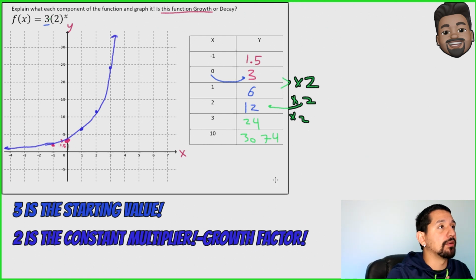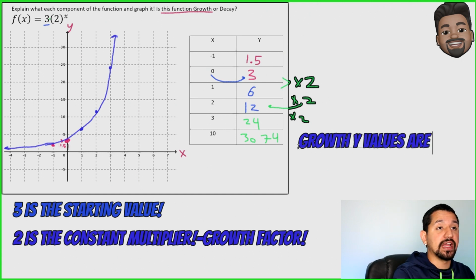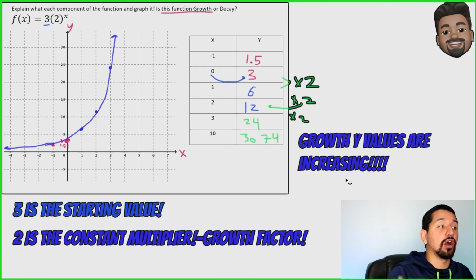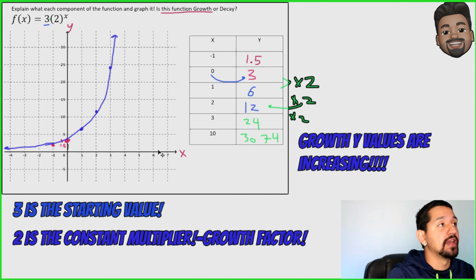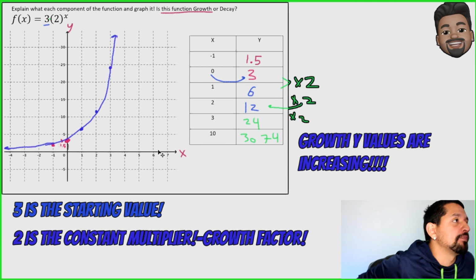So in this problem, this function represents growth because our y values are increasing. So the function is growth and the y values are increasing. Our growth factor would be 2, same as constant multiplier. Awesome. And you can see how the graph from left to right, because we always read graphs from left to right, you can see how it's shooting up. So it is a growth. This function is growth. It is not decay. Awesome, awesome, awesome.